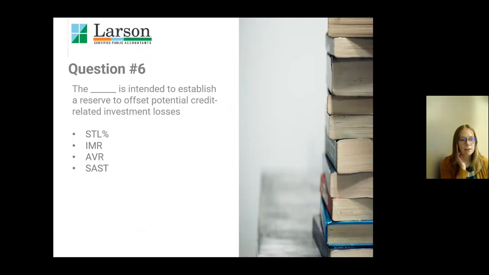Next is question 6. The blank is intended to establish a reserve to offset potential credit-related investment losses. And the answer is AVR. So again, if you have a riskier portfolio, your AVR is going to go higher for future potential losses.